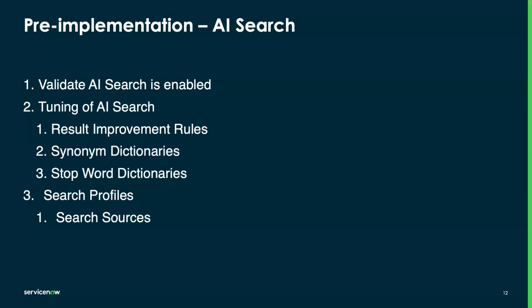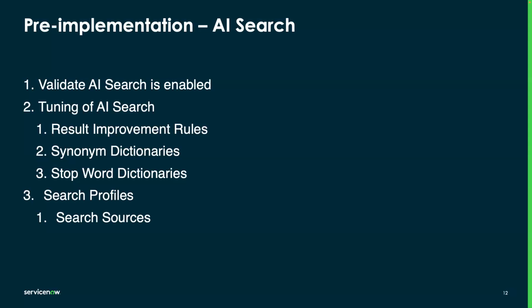In our demonstration today, I'll use a result improvement rule to accommodate for the use case where I'm a fulfiller and I have access to everything in my knowledge base. But when I'm searching as an employee, I don't want to see everything. I just want to see things that are specific to my location.